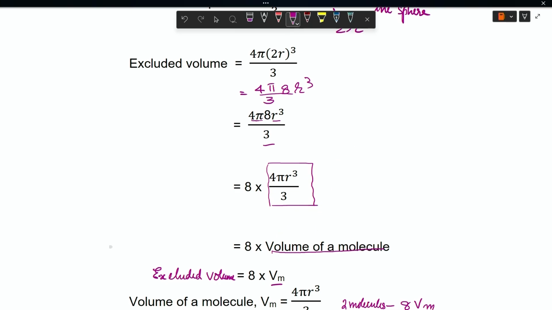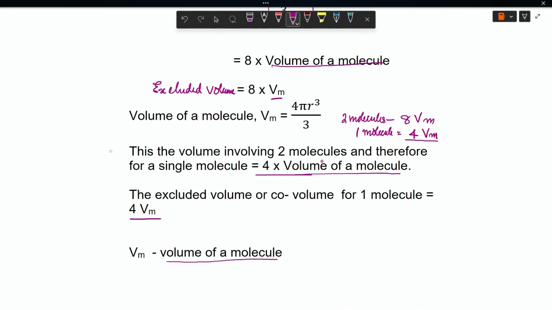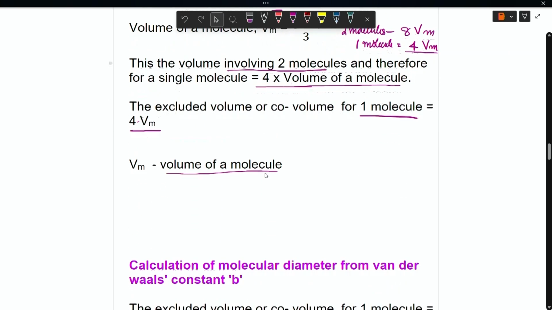So, it is 8 times the volume of a single molecule, and this is for 2 molecules. Therefore, for a single molecule it will be half of it, 4 into the volume of a molecule. So the excluded volume or co-volume for one molecule is equal to 4 into Vm, where Vm is the volume of a single molecule.